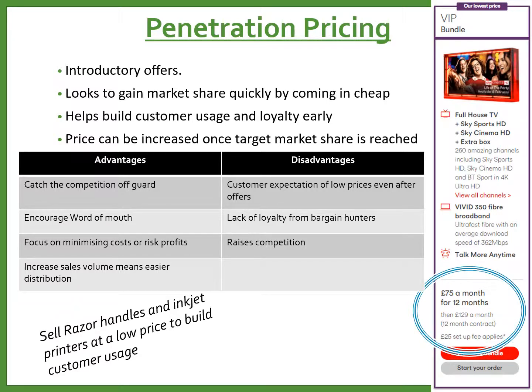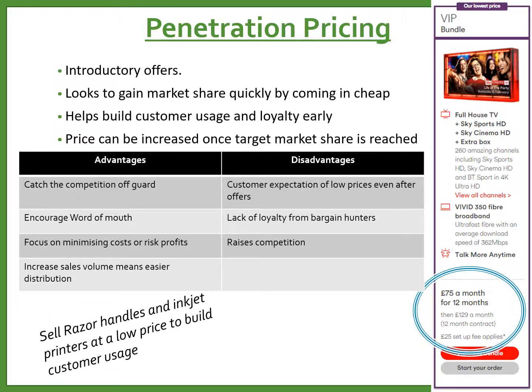It encourages word of mouth, so people see, well, this was a good deal, I got this, I got that. It focuses on minimizing costs or risk to profits, and also the increased sales volume means that it is actually a little bit easier for distribution, because a lot more people are going to be buying it, so you can distribute quite easily down the channels with that.